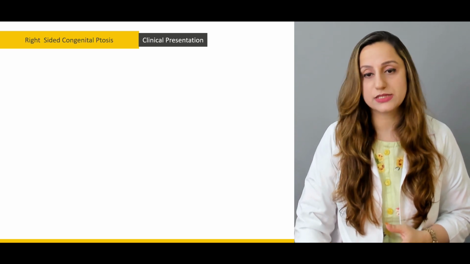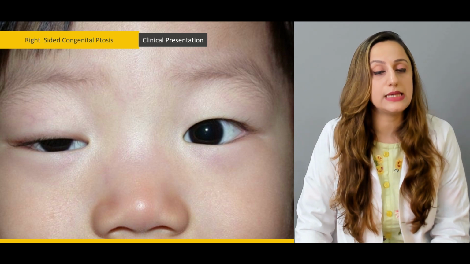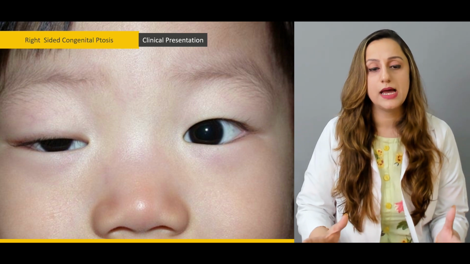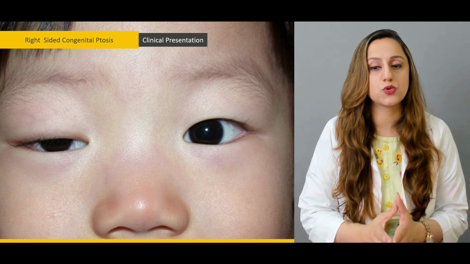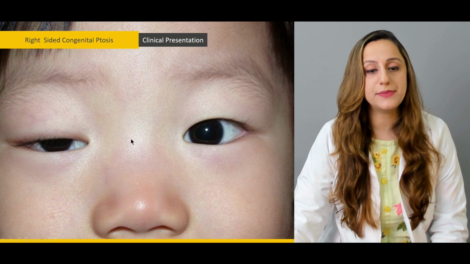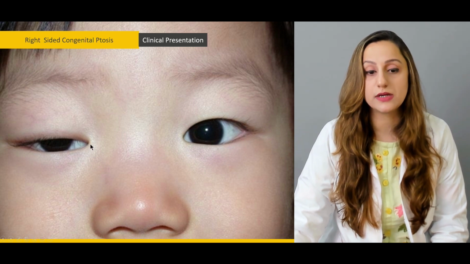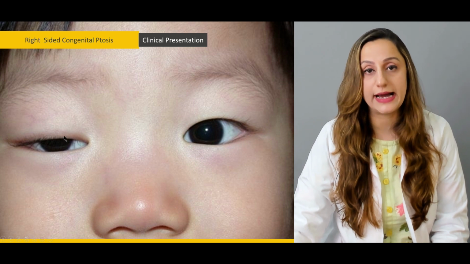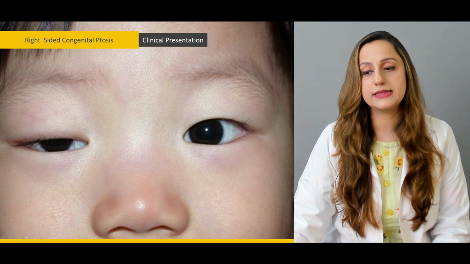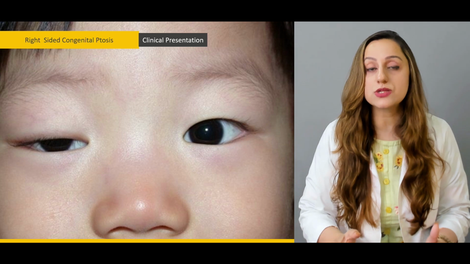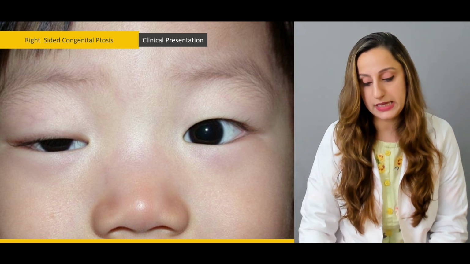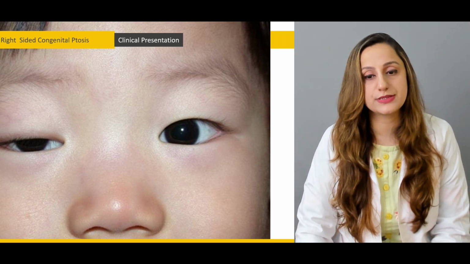Then we have the right-sided congenital ptosis clinical presentation. As you can see, this is right-sided congenital ptosis. This is quite a common clinical presentation in infants or toddlers. If we compare it with the normal eye, the epicanthal folds are also quite prominent over here, and then the palpebral fissure and the drooping of the eyelid are noted in these individuals. So these are the clinical signs and symptoms noted in these individuals, and on the basis of these, we are going to diagnose this patient as suffering from unilateral or bilateral ptosis.